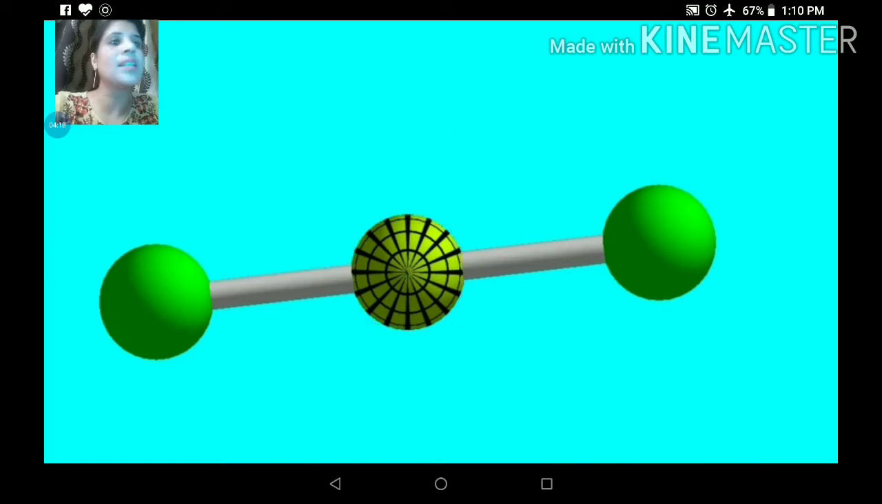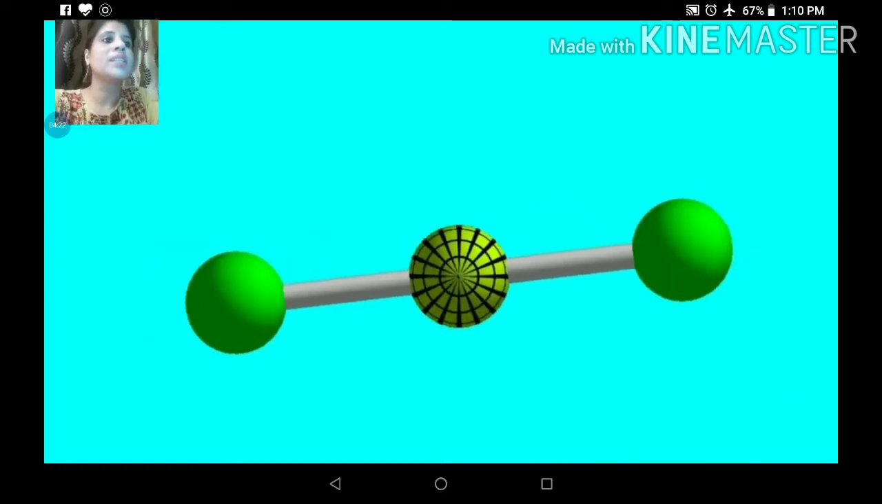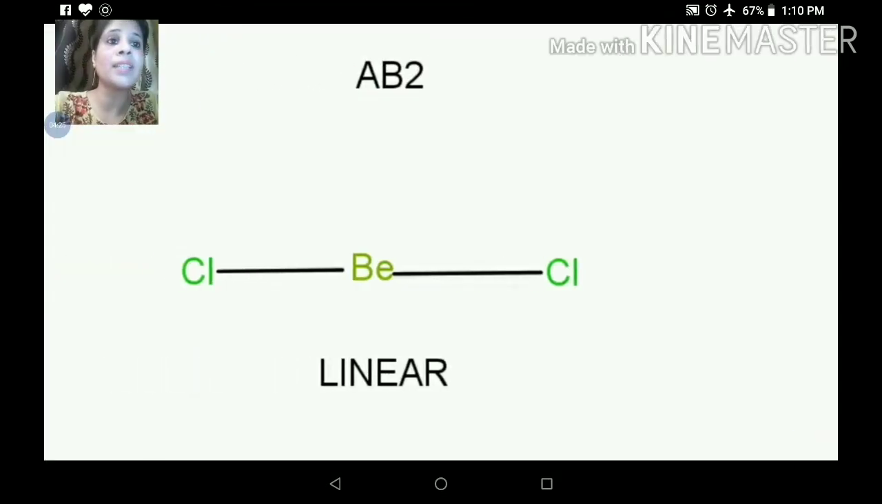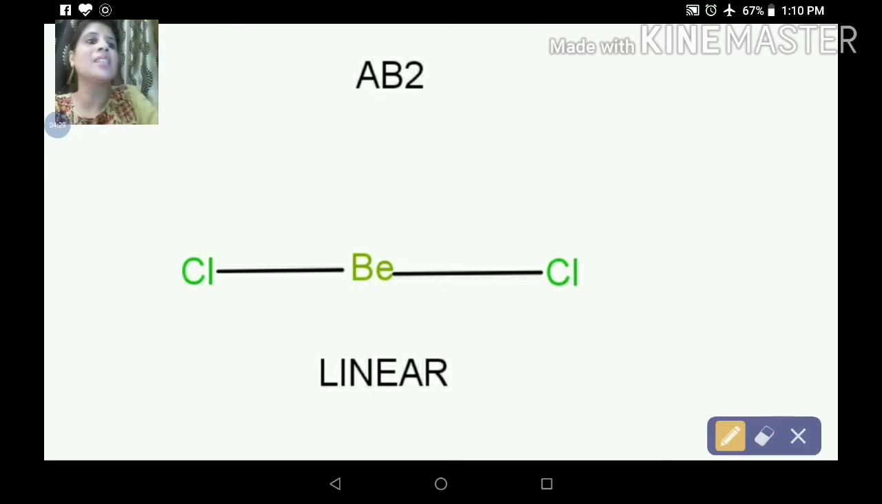So let's study this geometry by taking one example, and the example is BeCl2. Here, beryllium is the central atom. So BeCl2 is AB2, where Be is A.